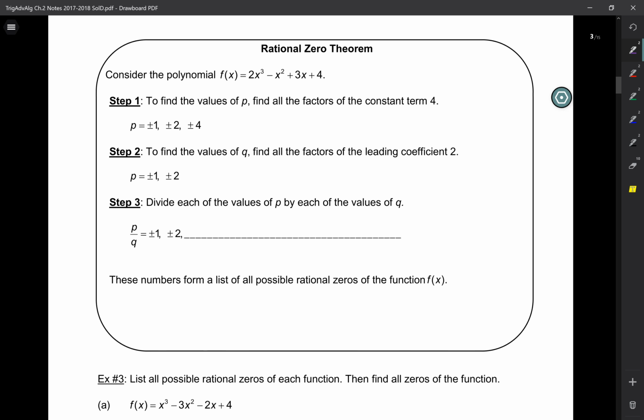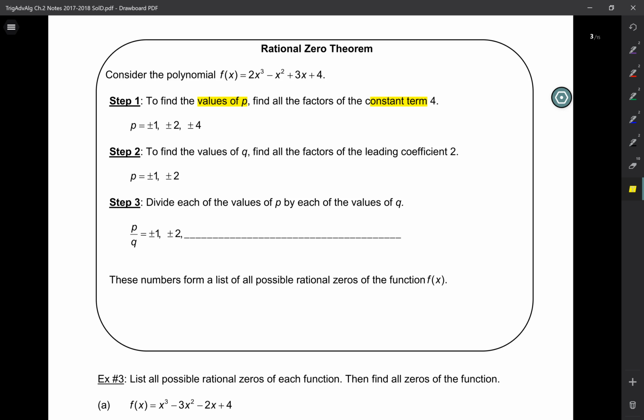Here's the rational zero theorem. Look at this polynomial, 2x cubed minus x squared plus 3x plus 4. What we have to do first is find values of p. Values of p are the factors of the constant term, which in this case is 4. So you're always going to have a polynomial function. The last number is always going to be a constant, without a variable. You have to get the factors of 4.